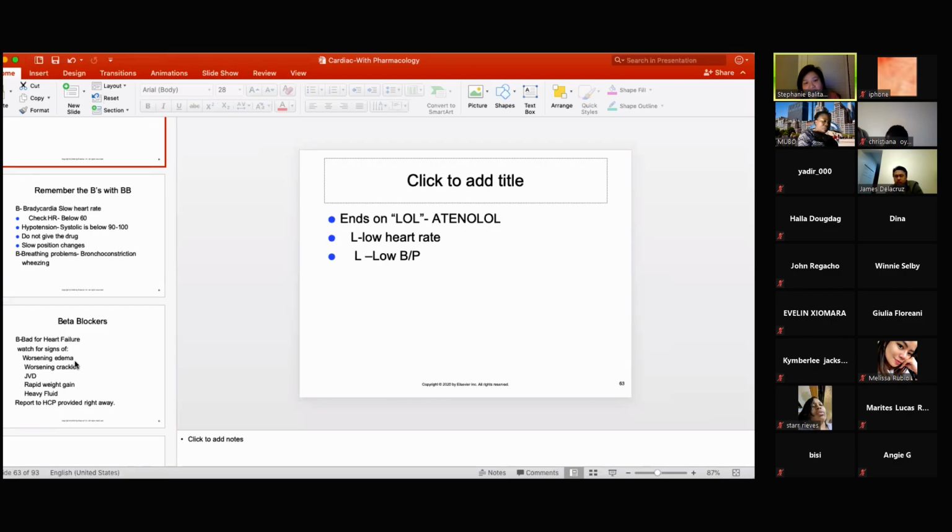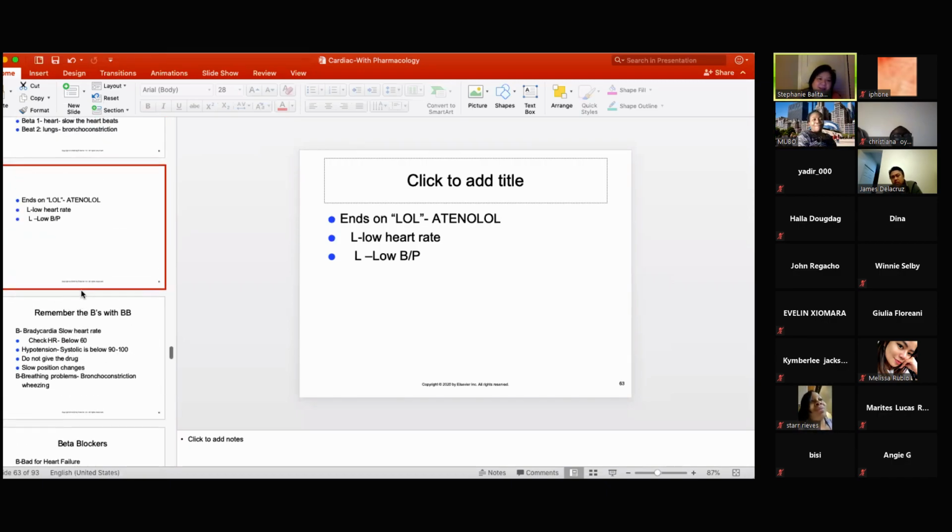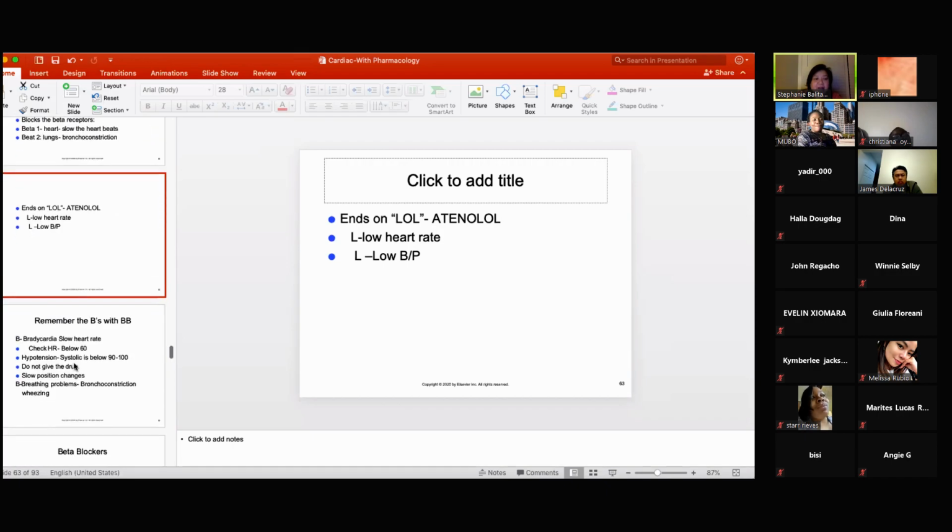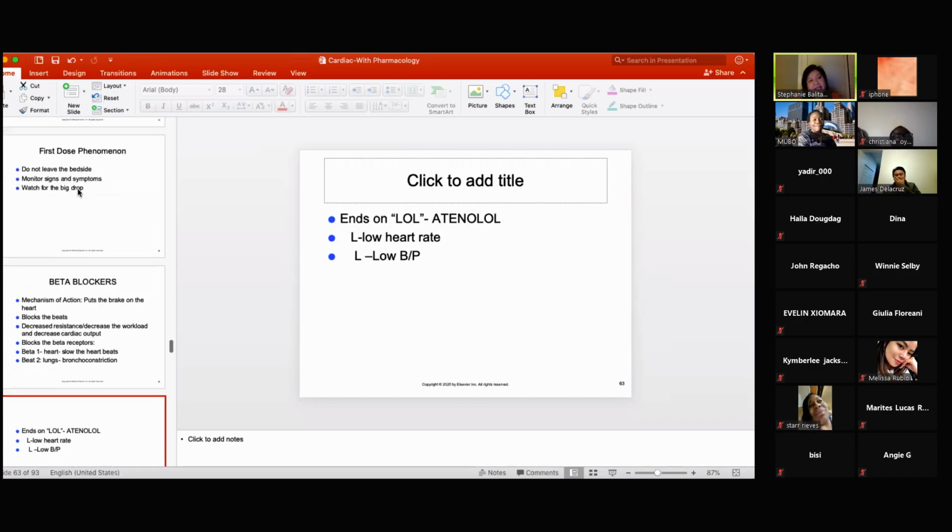Patients that have asthma or COPD. Those conditions cause bronchoconstriction, right? That will be bad for bronchoconstriction. You cannot give your beta blockers. So I know there was a question about that also. That's why.